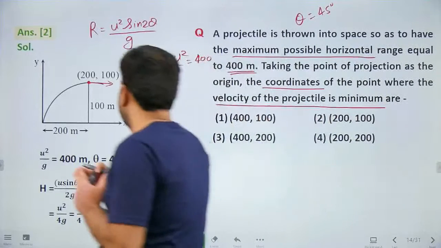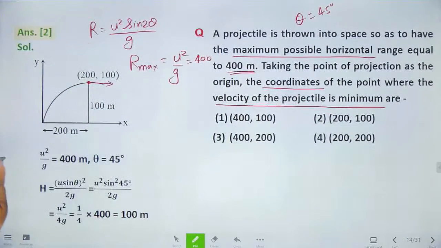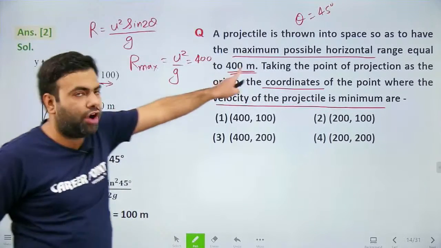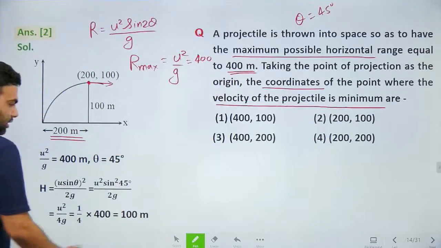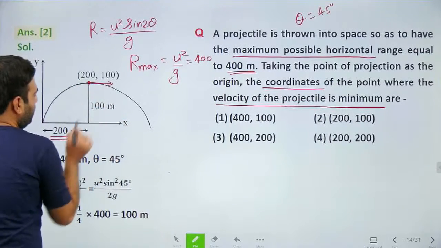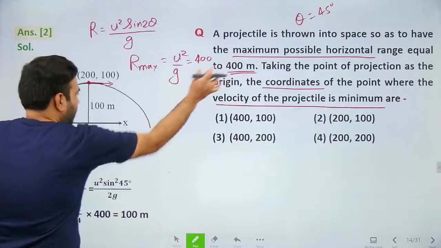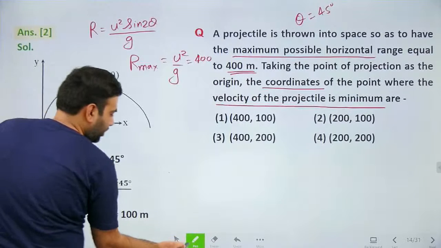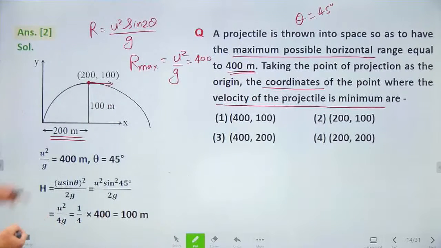If we talk about the x coordinate, at the highest point this x coordinate will be half of the range, because this is the complete journey. If the complete range is 400, half of the range will be 200. This is the x coordinate.